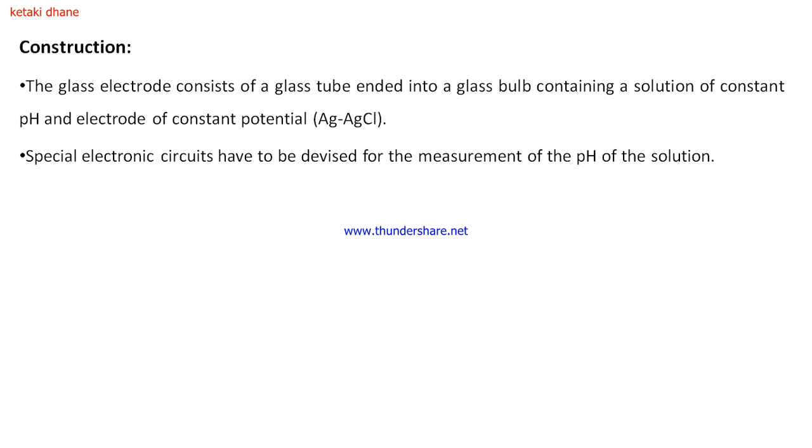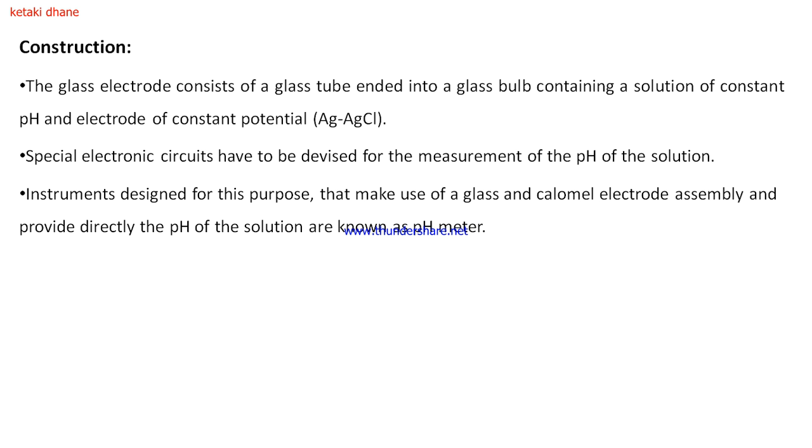Now the construction of this glass electrode consists of a glass tube which is ended into a glass bulb containing a solution of constant pH, a constant potential electrode, that is a silver chloride electrode. A special electronic circuit is used for the measurement of pH of the solution. Now the instrument which is designed for this purpose makes use of a glass and calomel electrode assembly and provides directly the pH of the solution, as known to the pH meter.